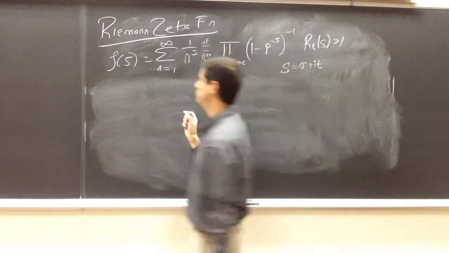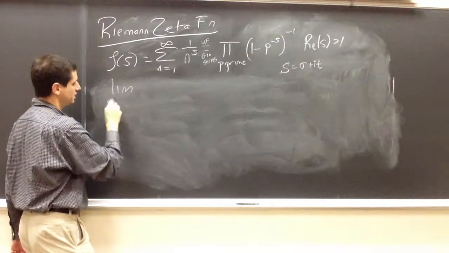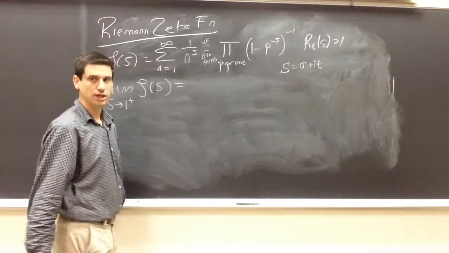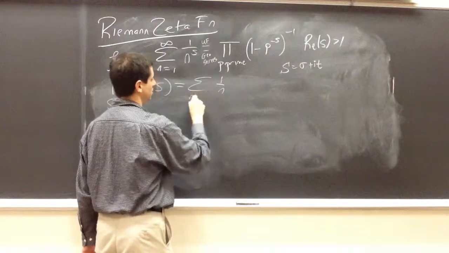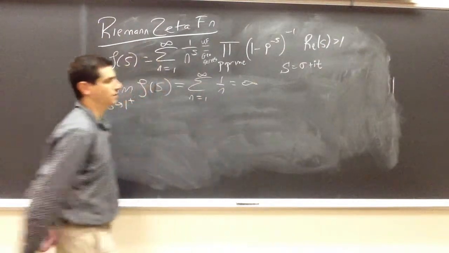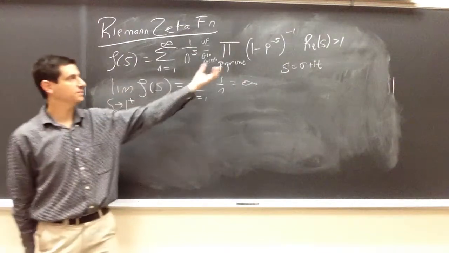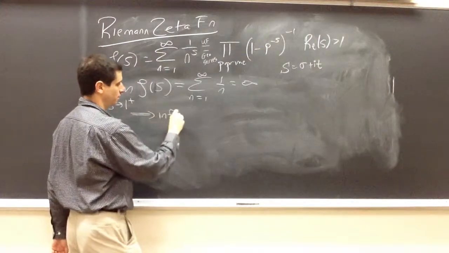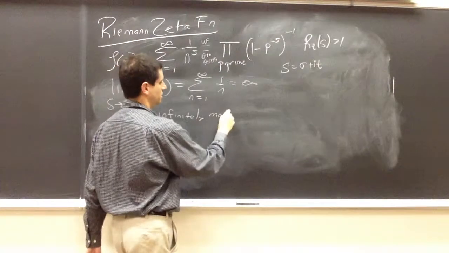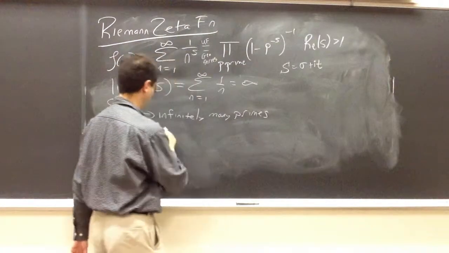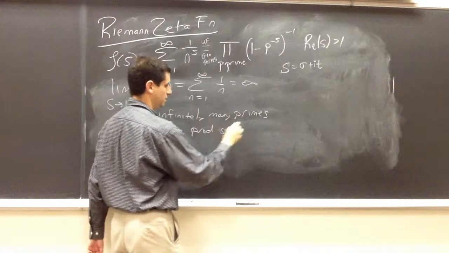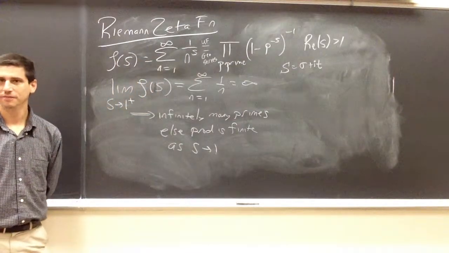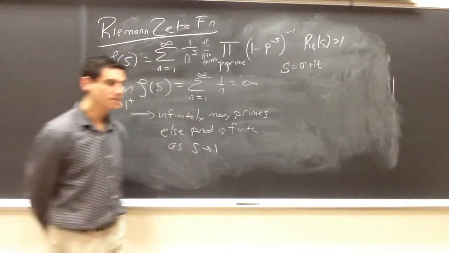If you take s equals 1, the limit as s goes to 1 from above of zeta of s, what does that look like? It looks like the sum of 1 over n from 1 to infinity, which is infinity. If there were only finitely many primes, the product would be finite as s goes to 1. Contradiction. Therefore, there are infinitely many primes. So this is a nice proof.